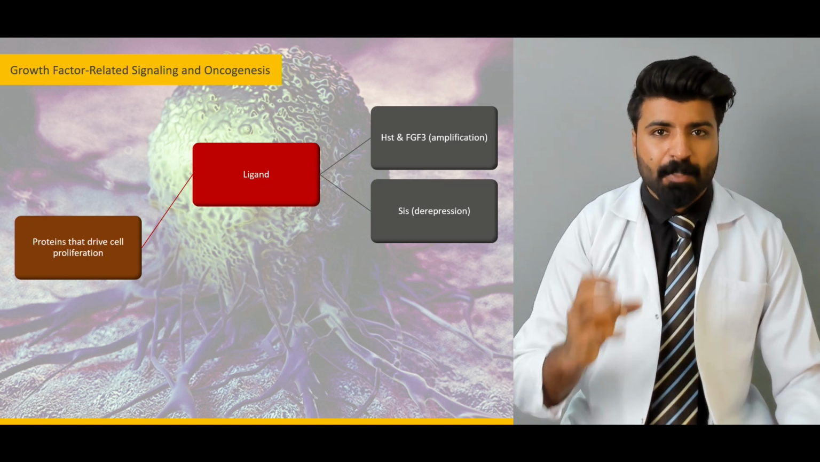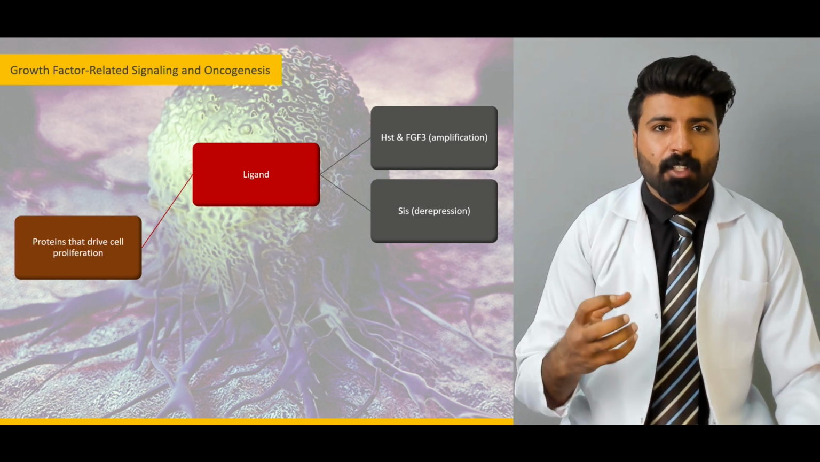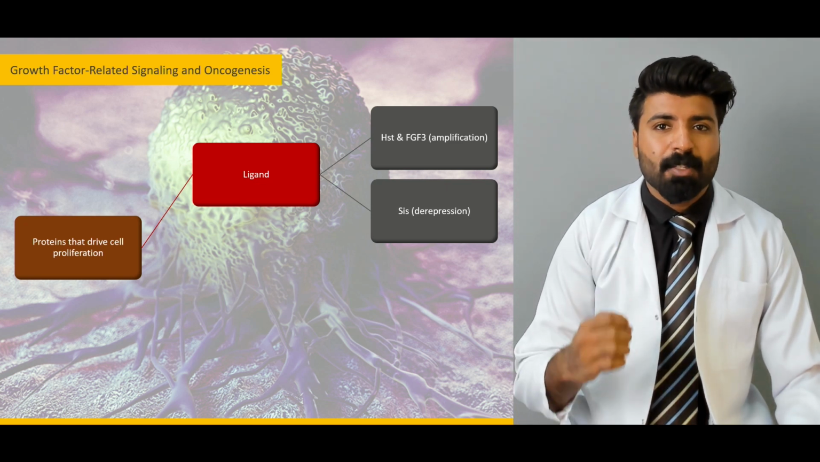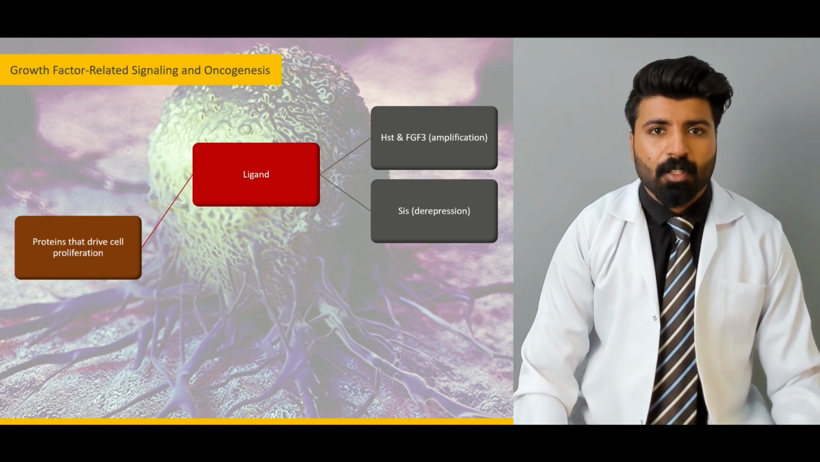If a part of the gene, or a part of the chromosome, is depressed, it's not functioning. It's not functioning normally in any way. So that's where the SIS lies.